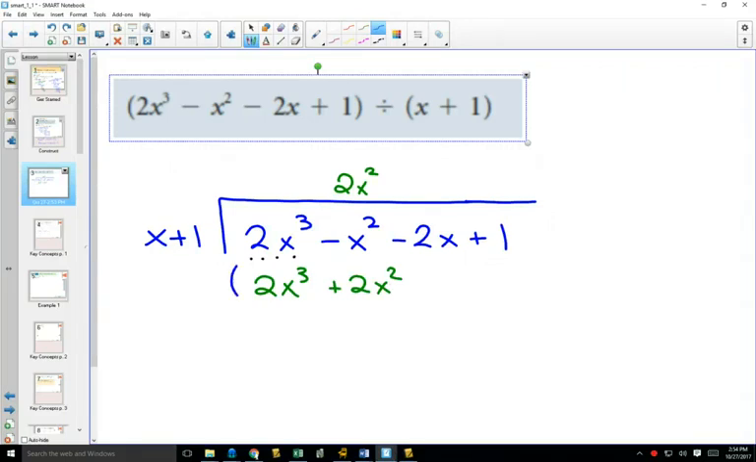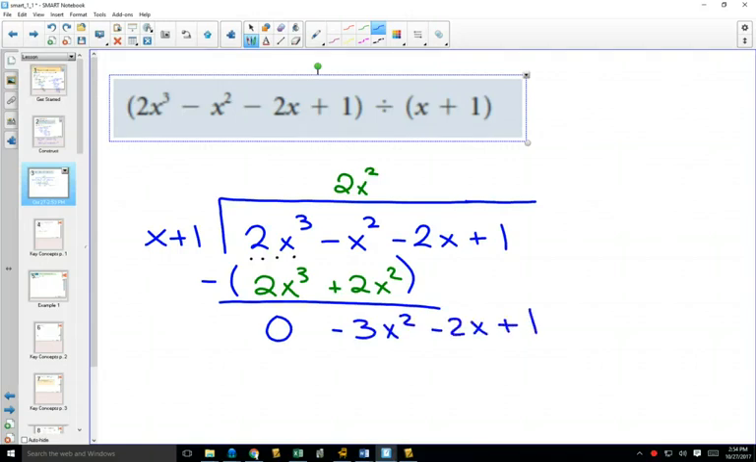We then subtract. This will be 0, and negative x squared minus 2x squared will be negative 3x squared, minus 2x plus 1. Because it's minus 2x minus 0 and 1 minus 0, so those ones, same language, you could say they just come down, but it's really because you're not subtracting anything away from them. That gives us a new first term, a negative 3x squared. What would you have to multiply x plus 1 by to get negative 3x squared? Negative 3x.